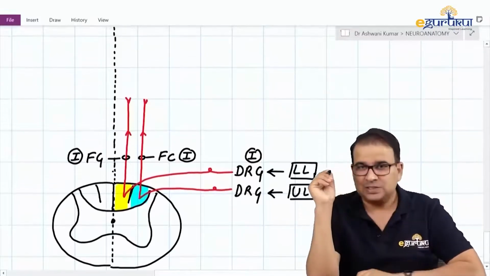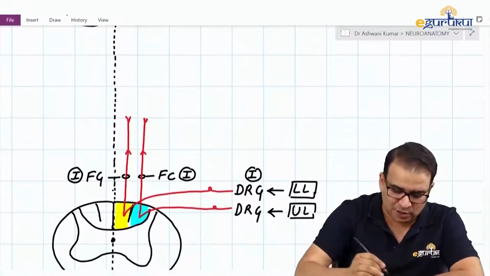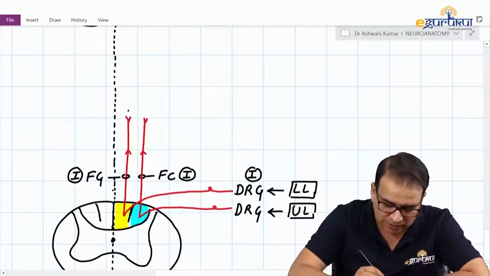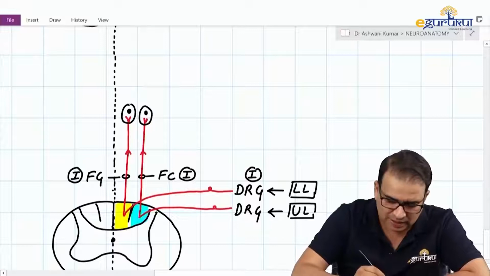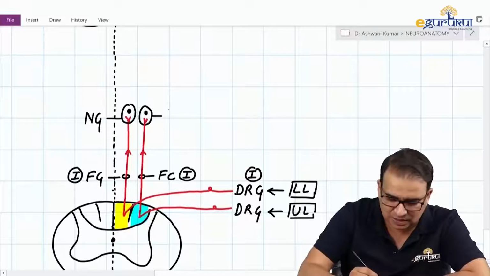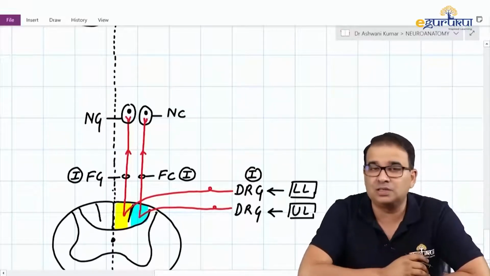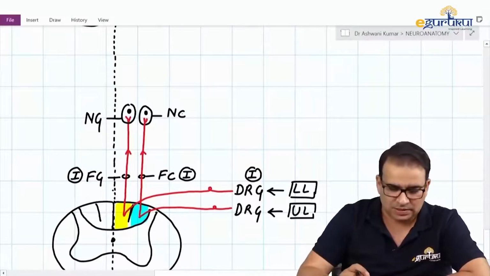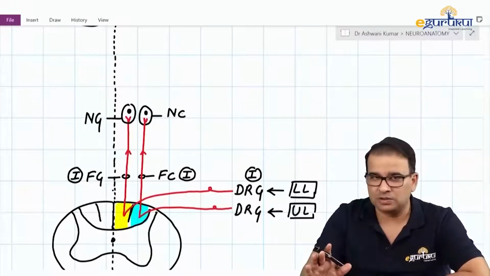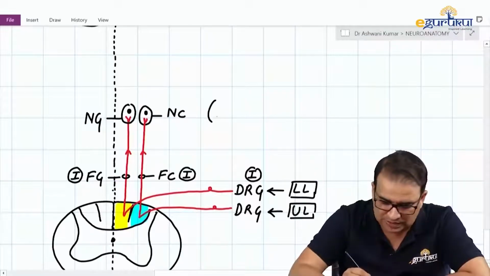So for the fasciculus gracilis and cuneatus, they keep on ascending on the same side of the spinal cord, but once they reach the medulla oblongata, they will find their nucleus in the medulla, which is called the nucleus gracilis and nucleus cuneatus. I'm writing in short, you can write it separately somewhere, NG and NC, nucleus gracilis and nucleus cuneatus. That is the end of these first order neurons. Where are nucleus gracilis and cuneatus? They are present in the medulla oblongata.